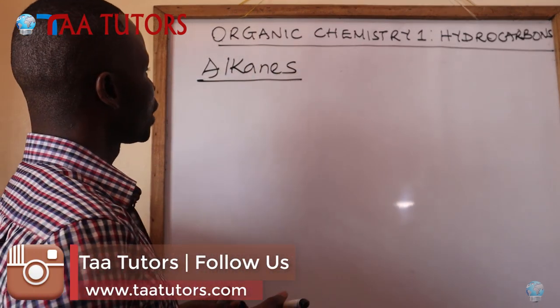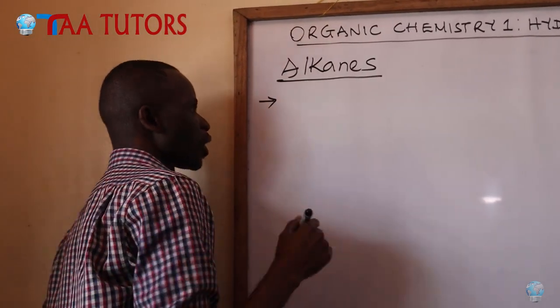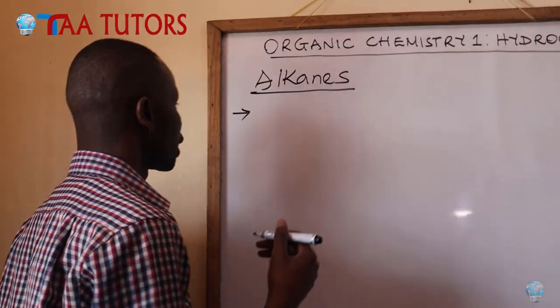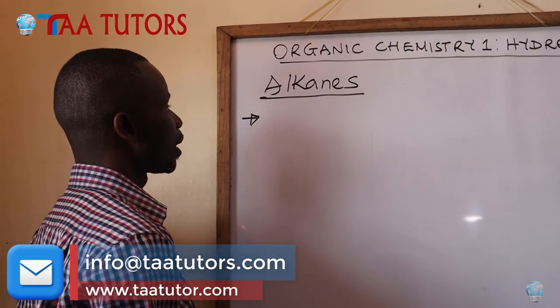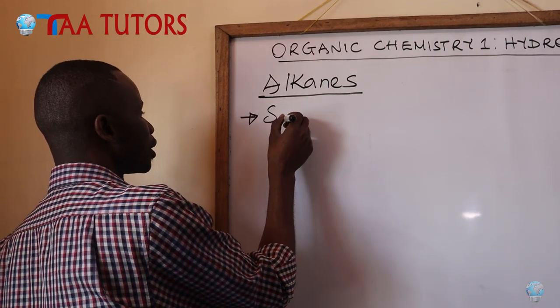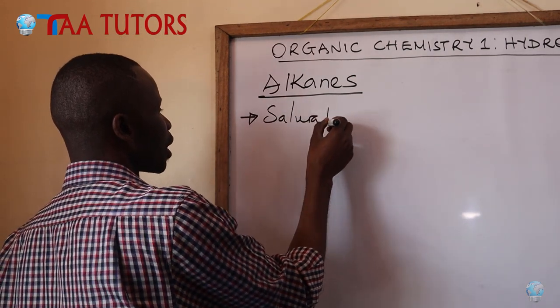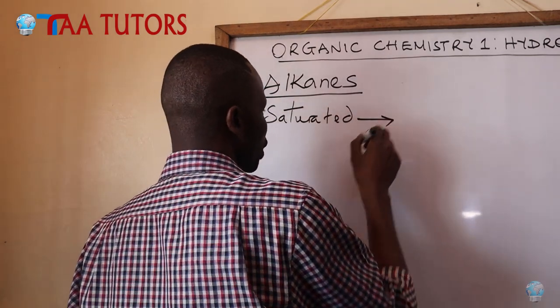Now, alkanes are hydrocarbons. Now that we know what hydrocarbons are, I'll say alkanes are a homologous series in the hydrocarbons which are saturated. Let me use the word saturated. These are terms that we are now going to really learn how to use. So what do you mean by saturated?